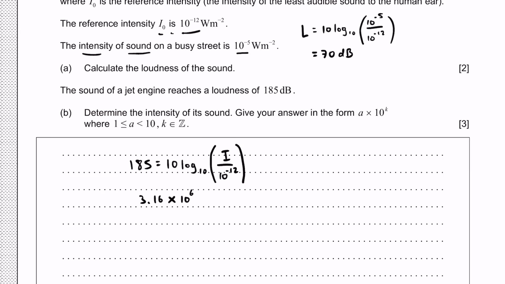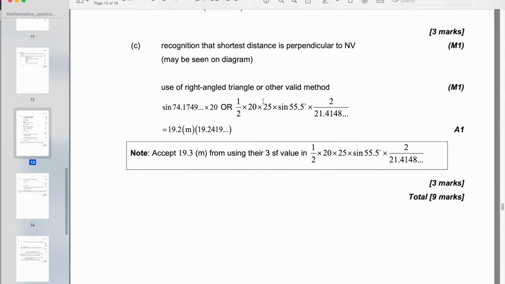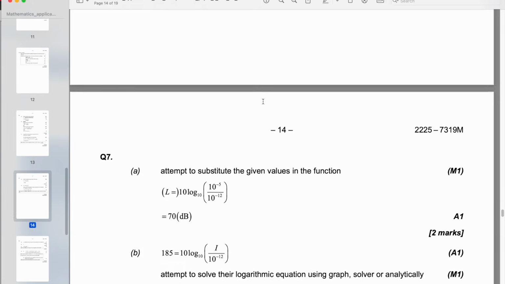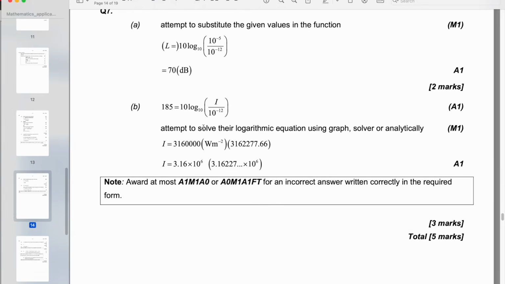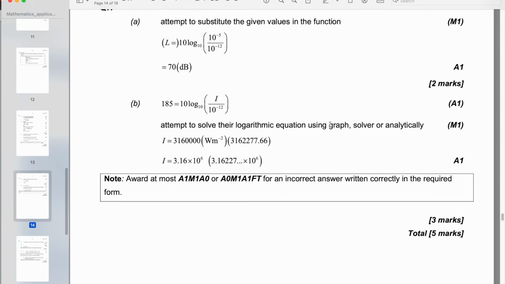I will actually show you one thing in the mark scheme, which I think is a nice reminder to maximize marks. So here's the mark scheme, going all the way to question 7. Question 7 right here. So here's C. Where is it? Attempt to solve the logarithmic equation using graph or solver analytically. This part right here. So you can get potentially 2 out of 3 for an incorrect answer written correctly in the required form.